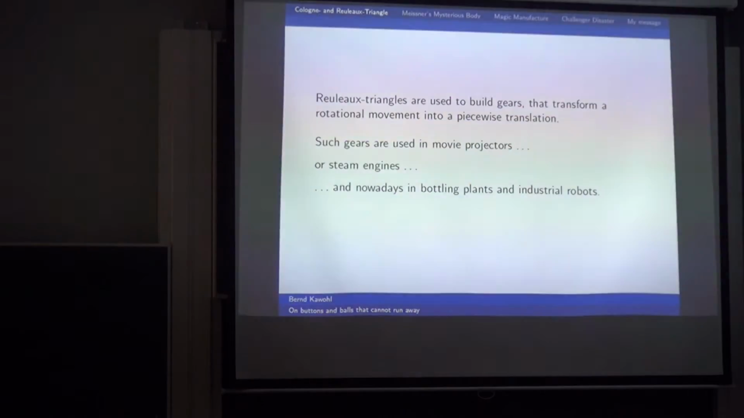Now, as I said, Rollo built little machines, and these Rollo triangles are used to build some gears that transform a rotational movement into a piecewise translation. So it goes in one direction, then it stops for a while, then it goes in the other direction. And you need that, for instance, in bottling plants. You grab the bottles, you move them over, then you let them go again. Then you move back. How does one do this mechanically?